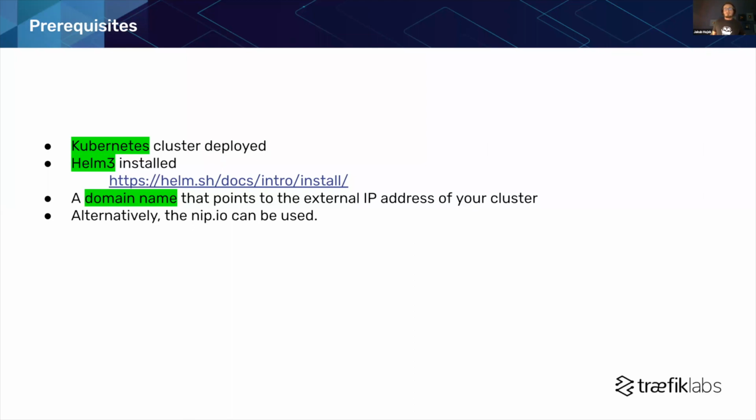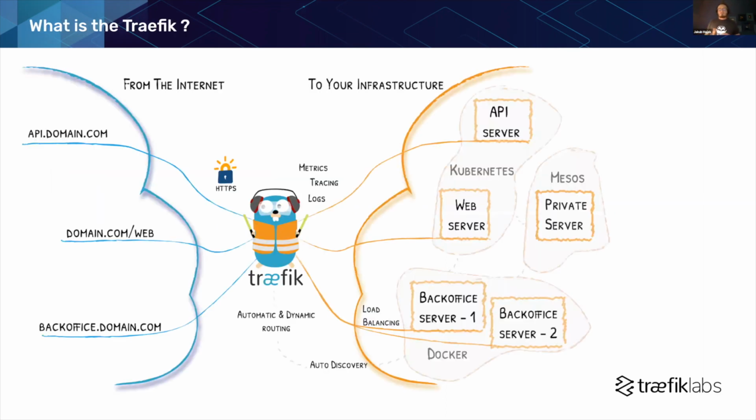It would be good if you have an external domain that points to the IP address of your Kubernetes cluster, because we'll try to issue certificates from Let's Encrypt. If you don't have one, you can still use nip.io. That is free. Okay, so I think that's all. Let me start with the presentation.